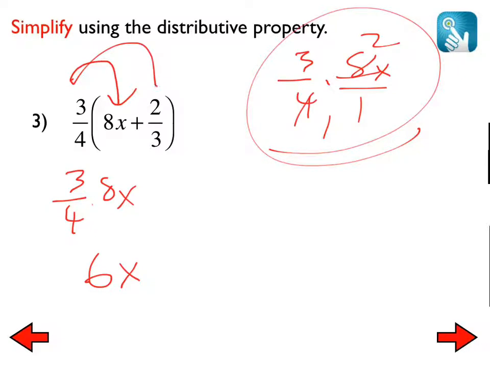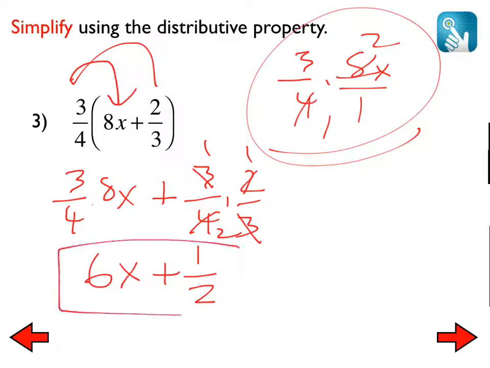Now the second part. 3/4 times 2/3. And fortunately, I don't need to do that one off to the side. I can just do this one right here. Do a little bit of cross dividing here, and I end up with 1/2. So for number 3, we should end up with 6x plus 1/2. Any questions with number 3? Okay.